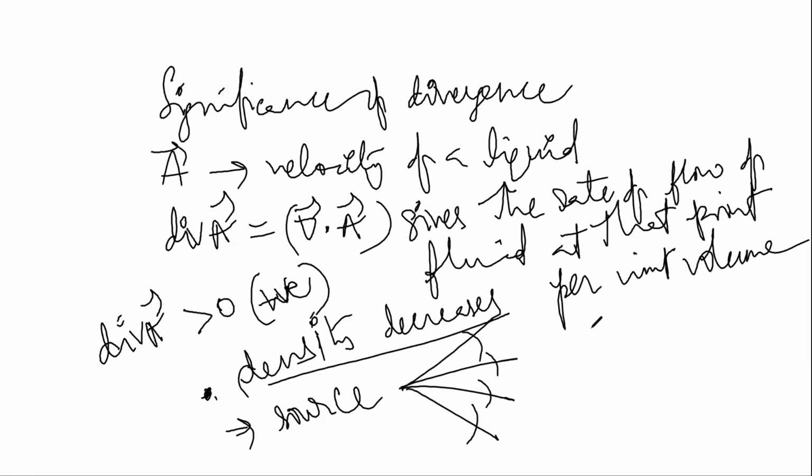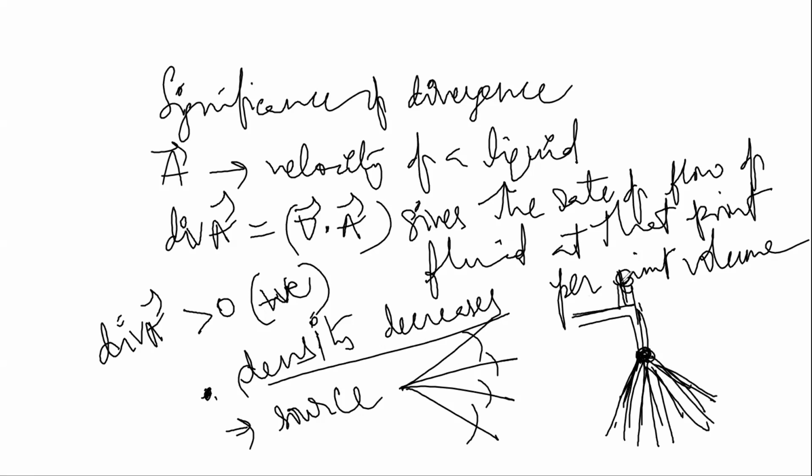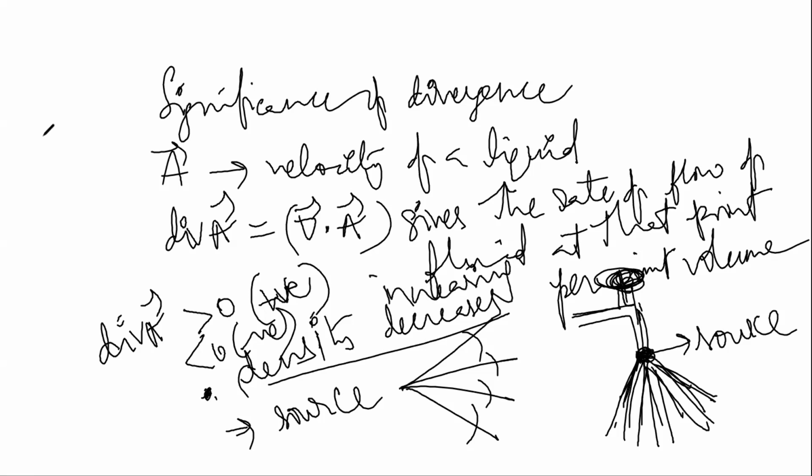If I consider a water tap, the water will emerge out of this tap's nozzle. So this point of emission, in the tap, can be considered as a source. Similarly, when we get div A less than 0, that is negative, the density is gradually increasing. We can consider that as a sink.